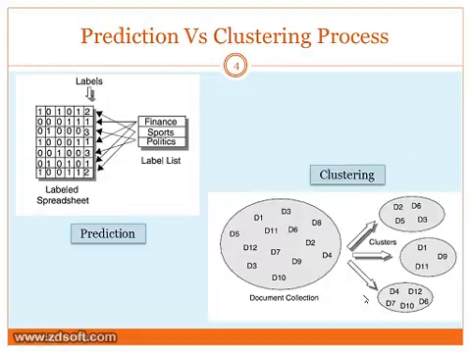Coming to the next part, which is called clustering, there are no labels present over here. For example, document 1, document 5, document 6, everything is grouped together and given to you. So your machine has to understand the similarity between two documents, for example, document 3 and document 6.